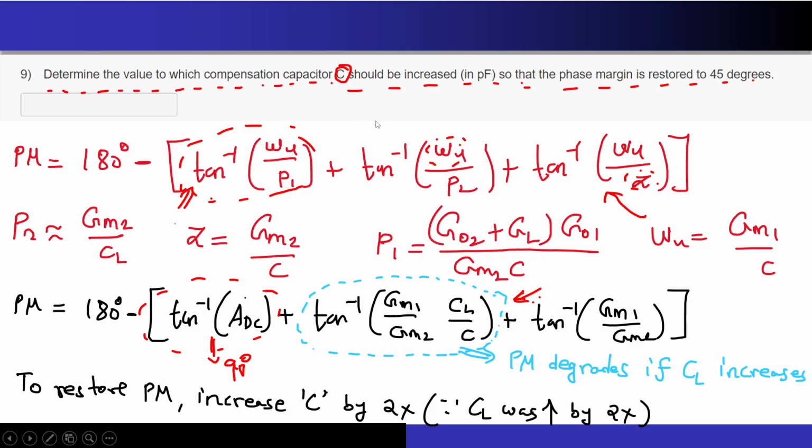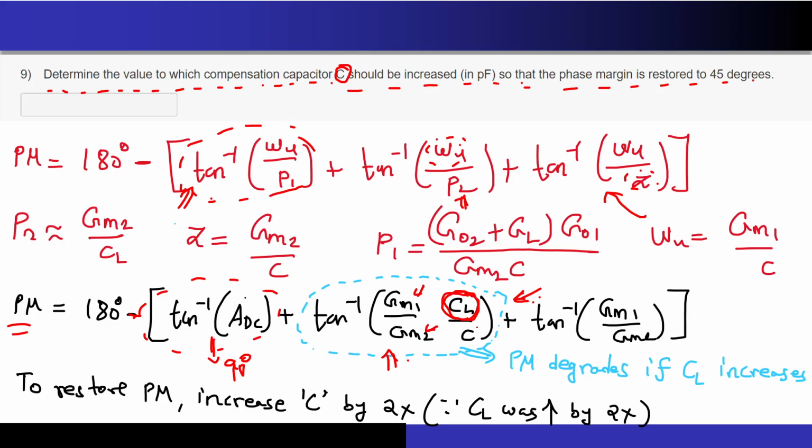So what I was saying was, if you look at the expression for the phase margin, what I have done is I have inserted all these equations, the P1, P2, and omega u, and this is the expression that I got for the phase margin. So what you can see, if my CL starts increasing, then the contribution of this term is going to increase. This term has a negative sign, so the phase margin decreases if my load capacitor increases. Correct. So now I don't want to change my GM1, I don't want to change my GM2.